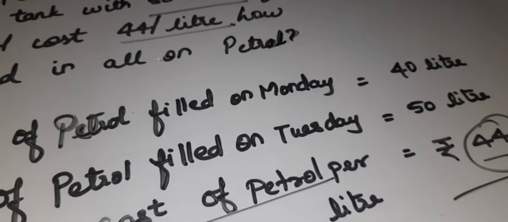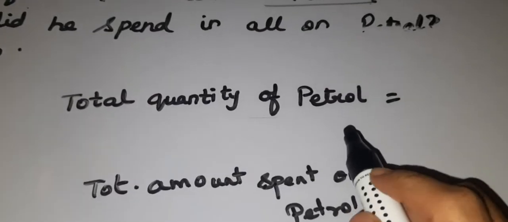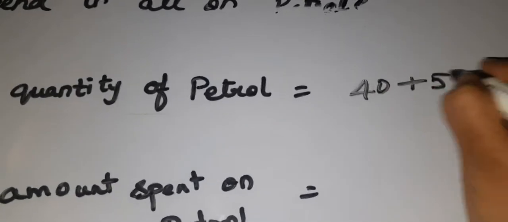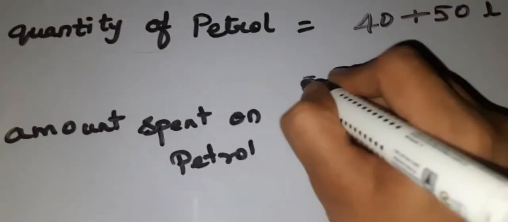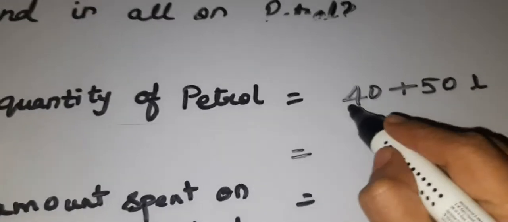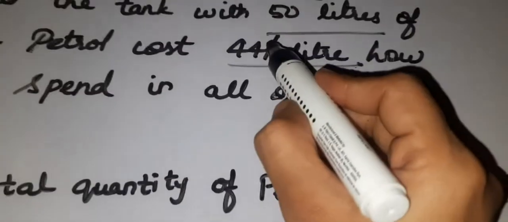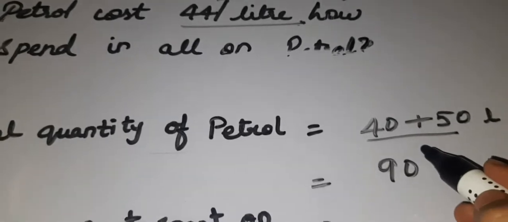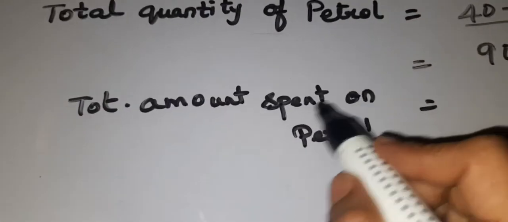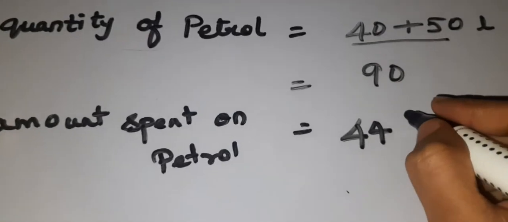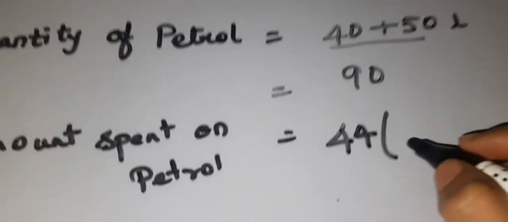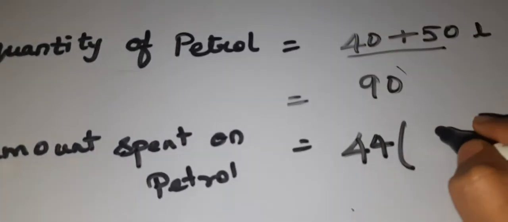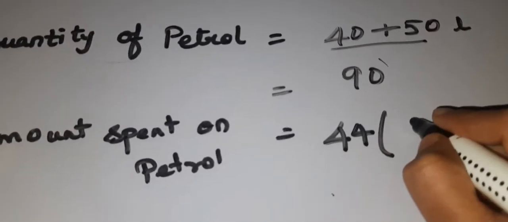Let's solve the problem. Total quantity of petrol filled on 2 days is equal to 40 liters on Monday and 50 liters on Tuesday. So the total is 90. So this comes under the distributive property, whereas 44 per liter is common. Now we are going to implement these numbers into the formula. Amount spent on petrol, 44 rupees per liter, is common for Monday and Tuesday. So we know that the quantity of petrol that was filled on both the days is 90 liters. So directly we are going to write it as it is.